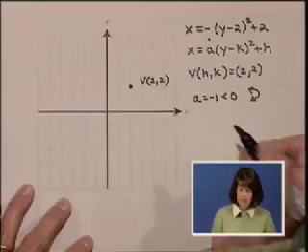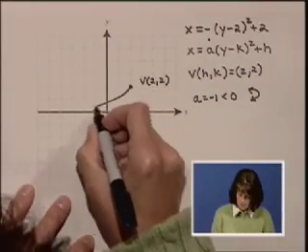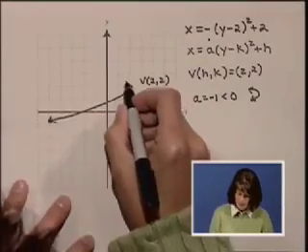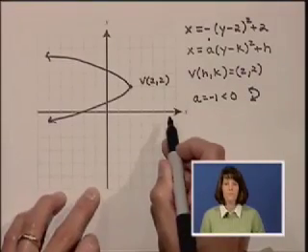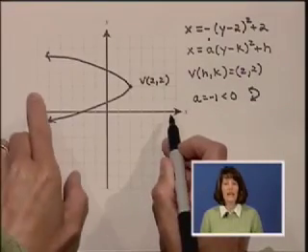We know that it opens left. It's not too wide, not too narrow. Vertex at (2, 2). Next, let's notice the axis of symmetry.